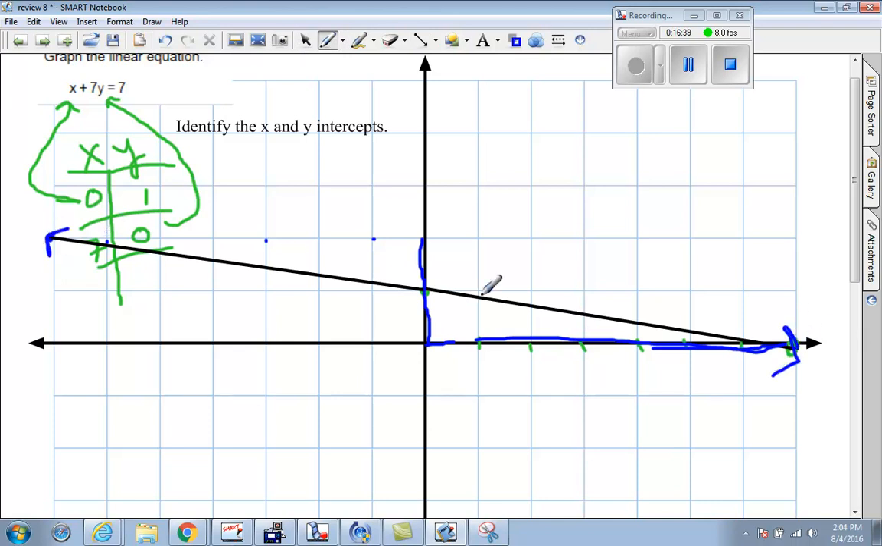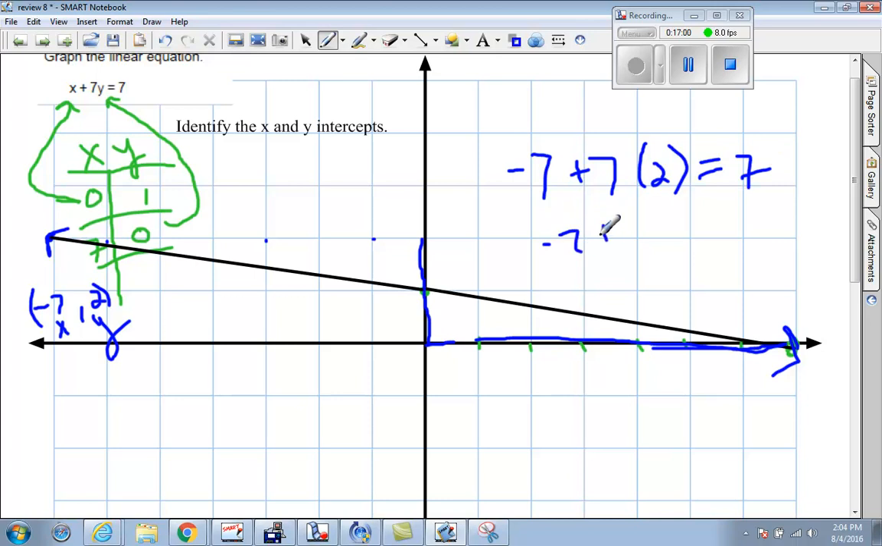We'll put arrows on the end of our line. The coordinates of that point are obviously -7, 2. So I always check, does that satisfy the original equation? Is it true that -7 plus 7 times 2 makes 7? Does -7 plus 14 equal 7? Yep, it's true. So like I said, finding 3 ordered pairs isn't that bad.